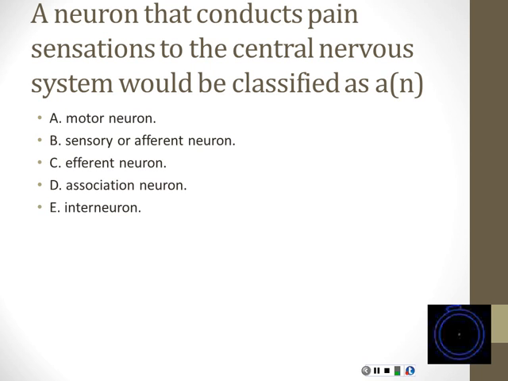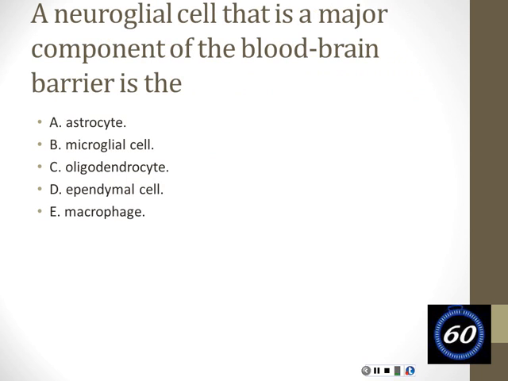And those of you that are going to go on to like OT, for example, these words are going to come with you. So afferent is the sensory branch, information coming up and into the CNS. Efferent is the effector branch. So a pain sensation is coming into the system. So that would be an afferent branch. All right. One more, a neuroglia question. A neuroglial cell that is a major component of the blood-brain barrier is which of those?